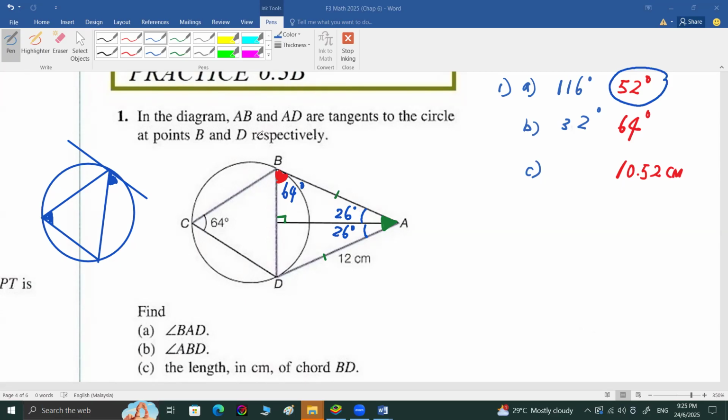Okay? I use the word 'or' because, class, when you have any isosceles triangle, if you know here is 64, here also 64, right? You can do it like this also: 180 minus 2 times 64, you get 52.